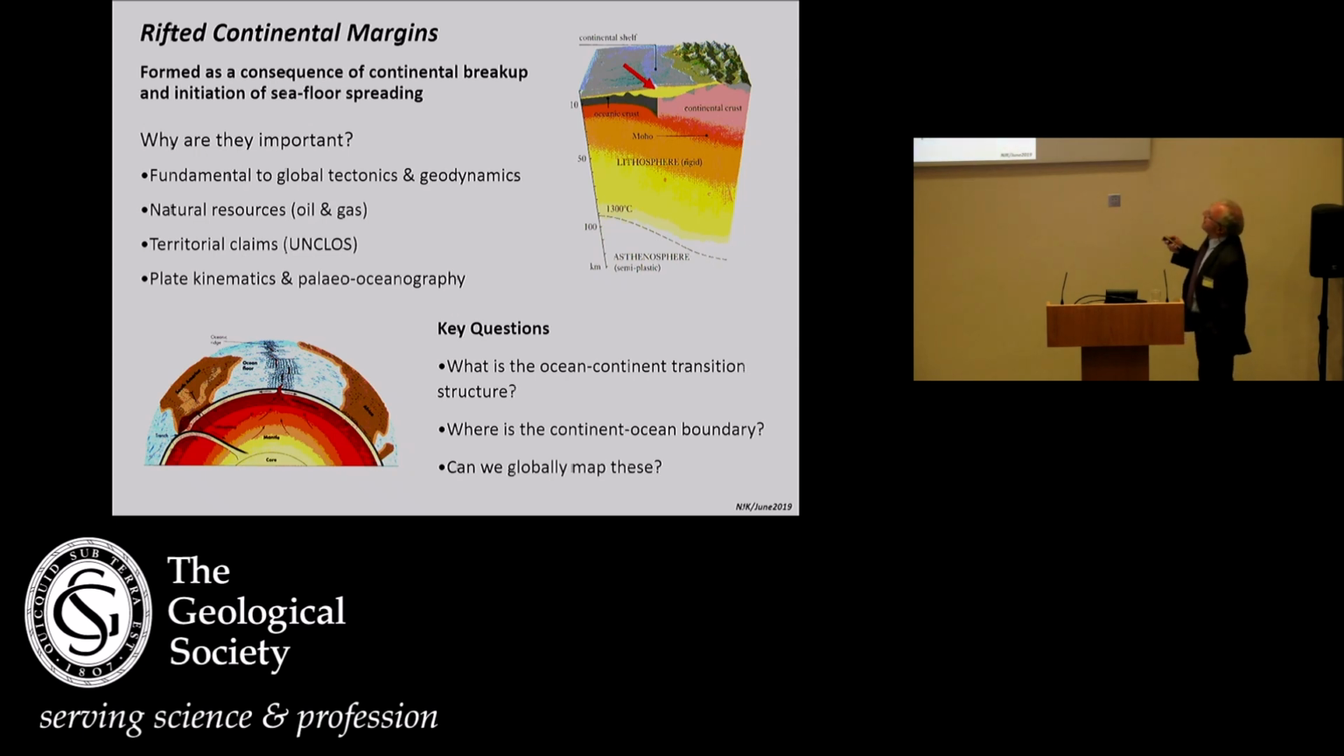Now, in working on rifted continental margins, there are several key questions. What is the ocean-continent transition structure? Where is it? Where is the continent-ocean boundary? And can we globally map these?